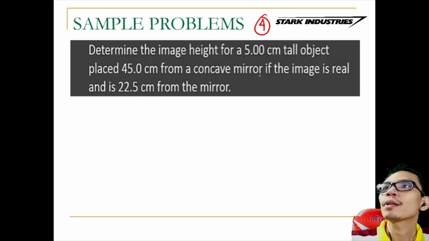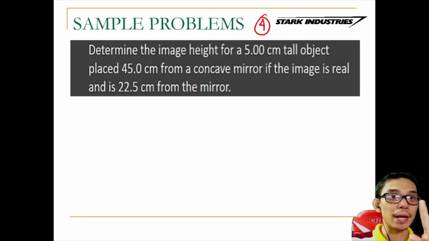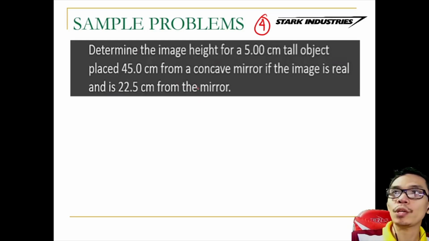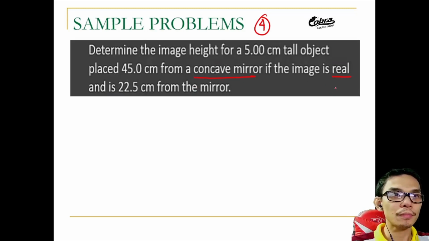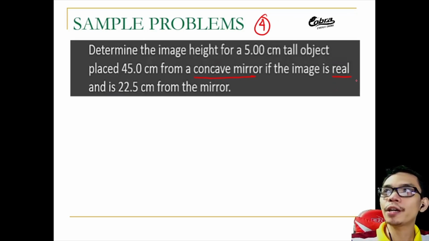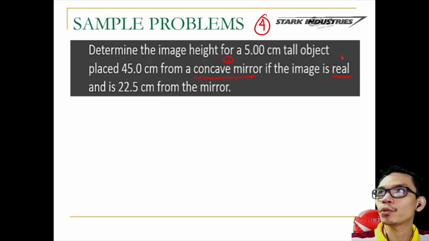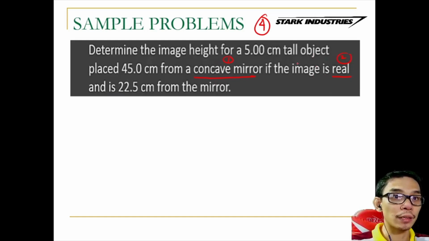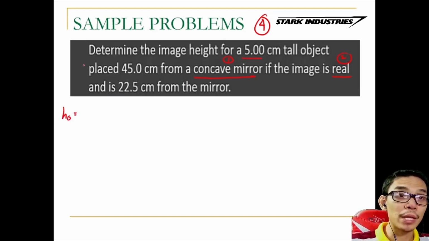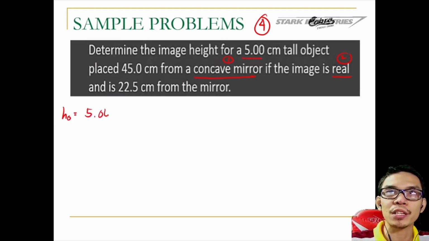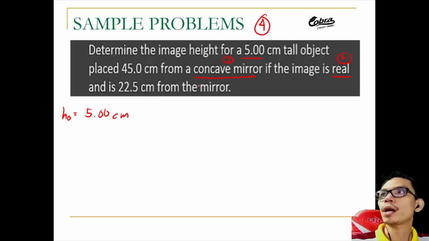Okay, so first thing to do, find the things that we need before getting the data. The problem uses a concave mirror and the image that was produced is real. So, concave mirror, real. Now we can write the data. First one is the height of the object. We don't have any problem with the height of the object. It is always positive.